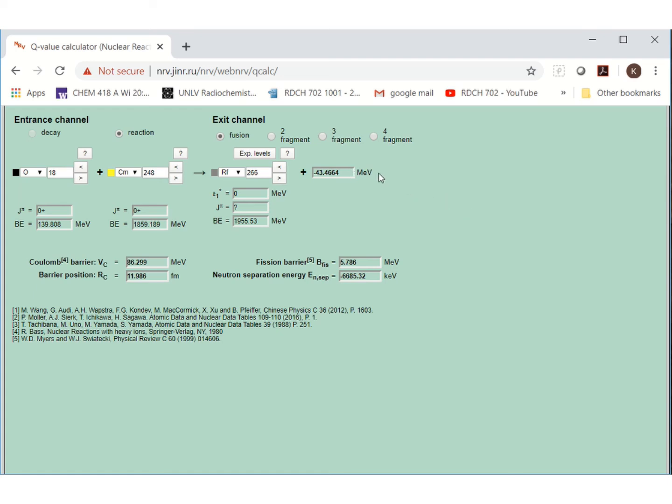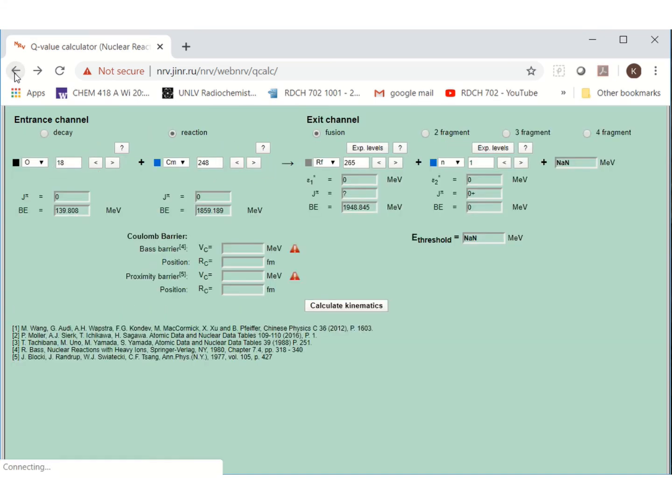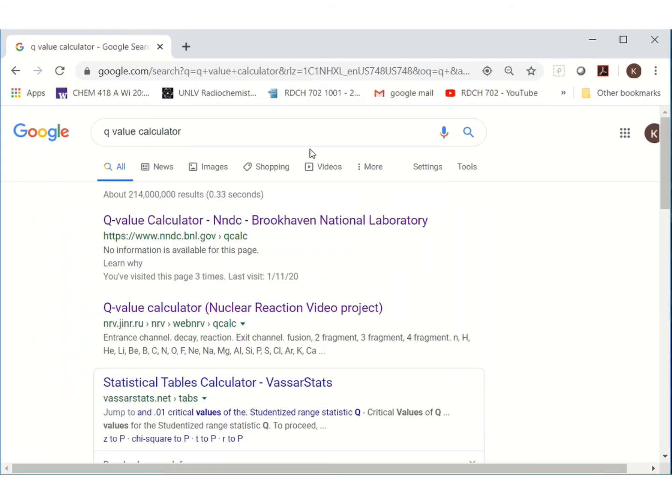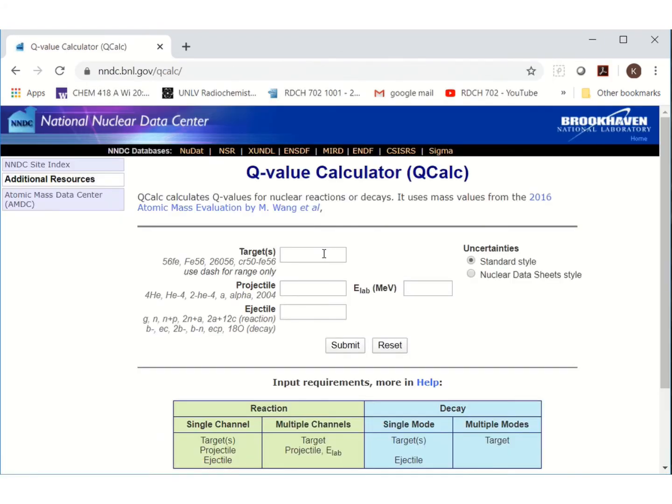What this shows you is that these Q value calculators can be used to describe any reaction one is interested in. And for the course, you're more than welcome to use the Q value calculators for any exercises, including the exams. So let's try to make the one that I did in graduate school. My target was curium 248, my projectile was oxygen 18, and I made rutherfordium 261. I'll submit that.